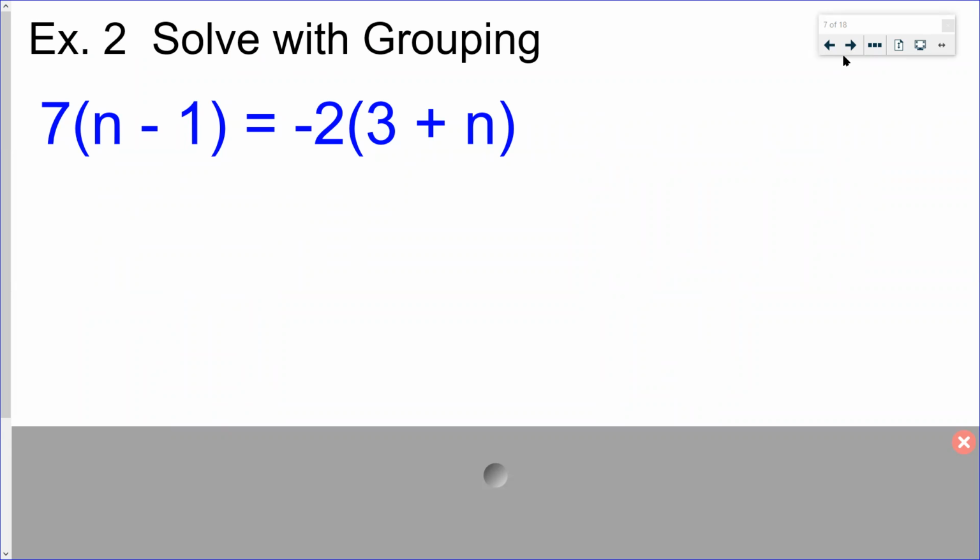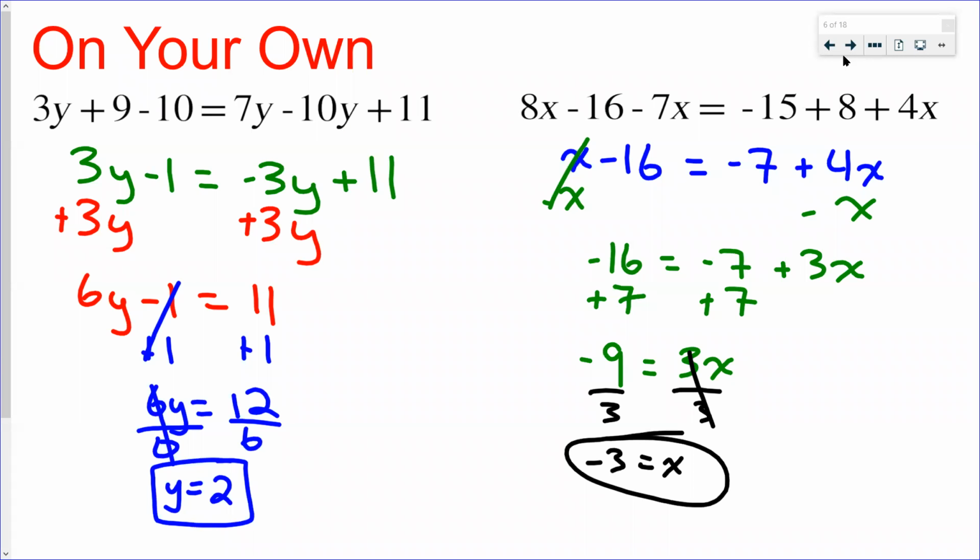All right, so we're going to pause right now. We're not going to talk about solving with grouping. We're actually going to pause with what we're doing right now. And then we're going to apply what we just talked about.